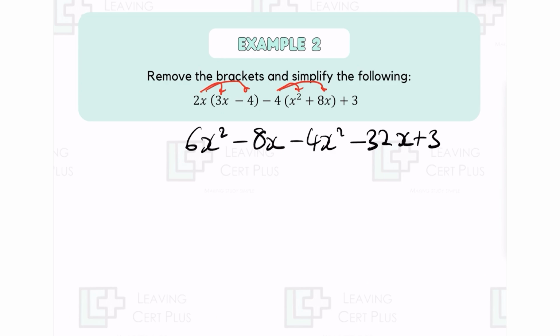Again, we're going to highlight the like terms. So in this case, we have the x squared terms. And if I just quickly change color, we also have the x term, which is minus 8 and minus 32. So what will that leave me with? That will leave me with 6 take away 4 is 2x squared. Minus 8 minus 32 is minus 40x. And we have our plus 3 at the end. And again, we have our solution.